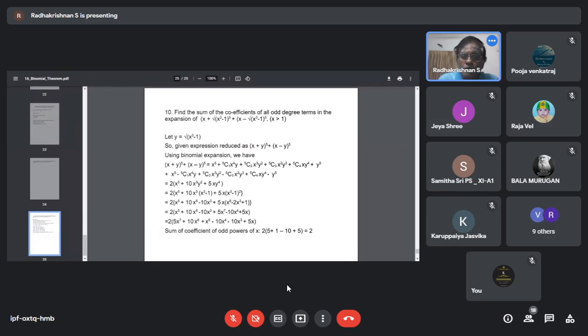So if we take the coefficient of all odd powers, the 2 into x power 7 coefficient 5, x power 5 coefficient 1, x cube coefficient minus 10, x coefficient plus 5. The terms inside the bracket will again all get cancelled out and only 1 will remain. So it is 2.